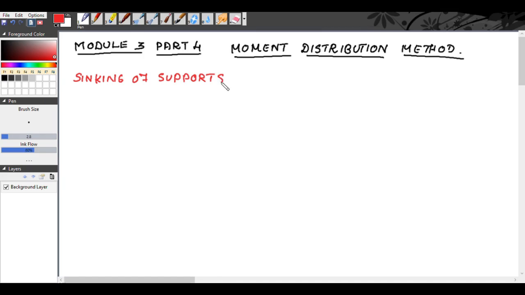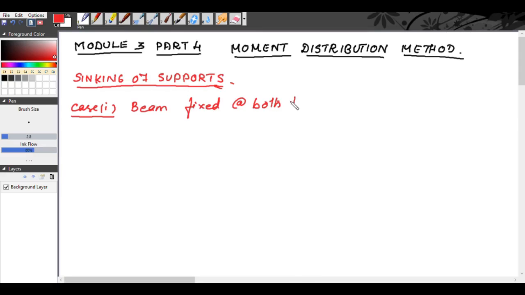So the procedure is the same, and when there is sinking of supports, when there is settlement of supports, the only difference is while calculating the fixed end moments. So here we have two cases. First is case 1. So case 1 is when the beam is fixed at both the ends.